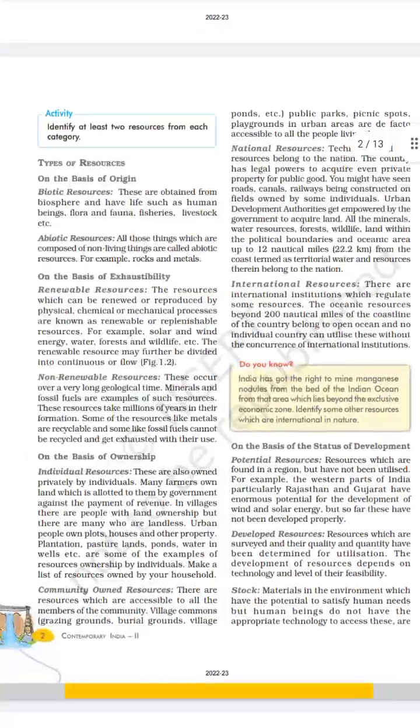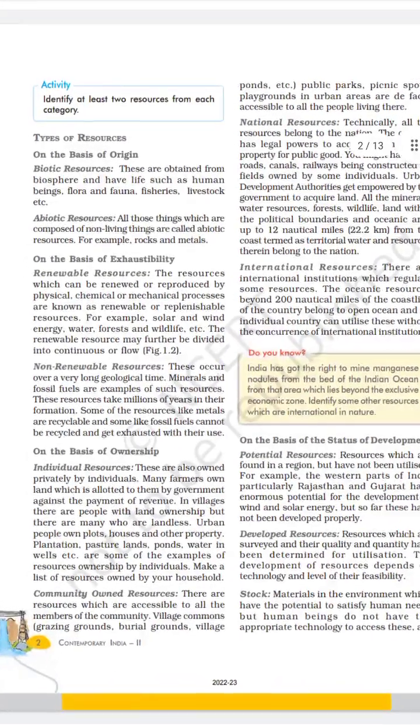Here, your second activity is given. Identify at least two resources from each category.